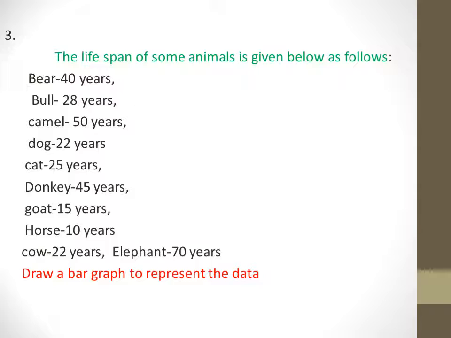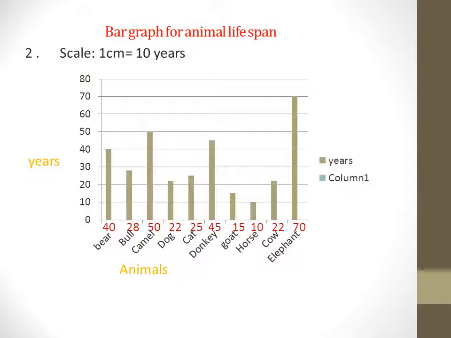Bar graphs can be drawn vertically and horizontally. Here we are using vertical bars, and next we will go for horizontal. Using this data, I am going to draw a bar graph. Observe this bar graph for the animals' lifespan. The scale is 1 centimeter equal to 10 years.